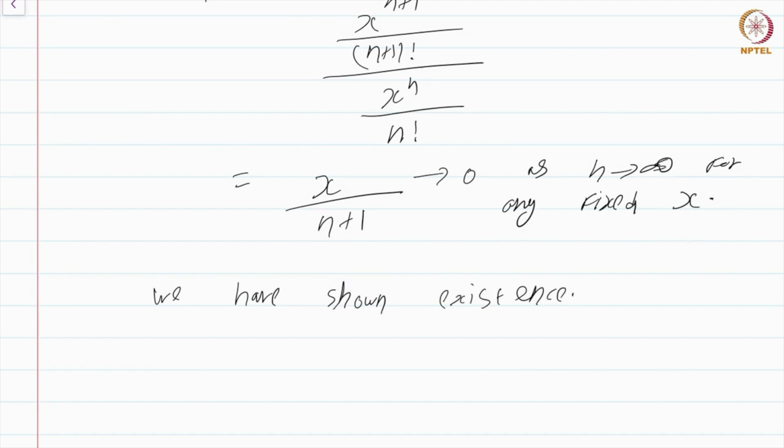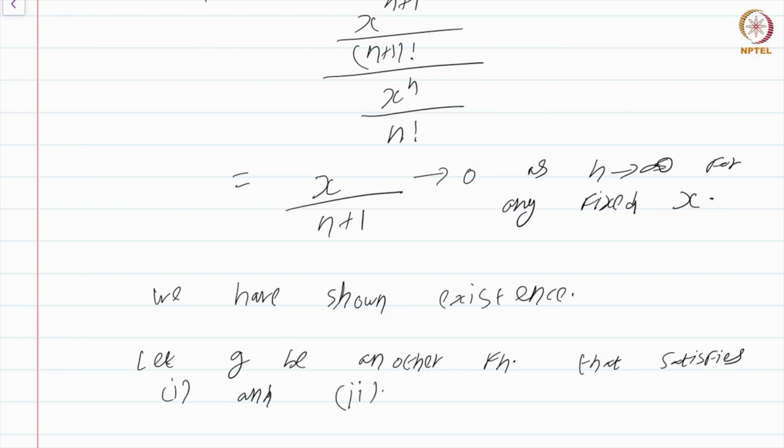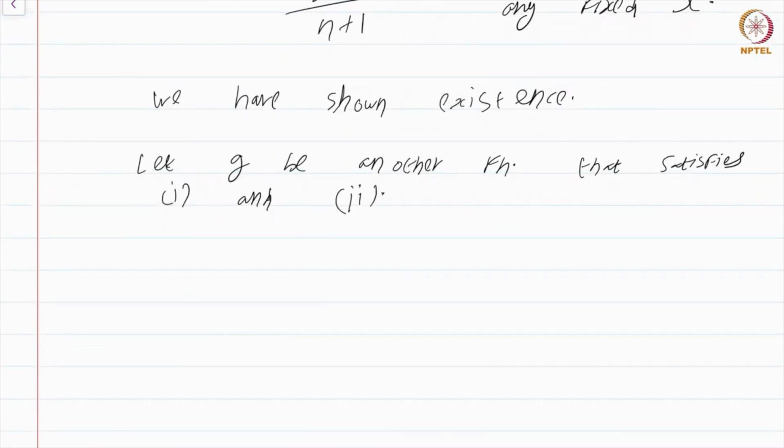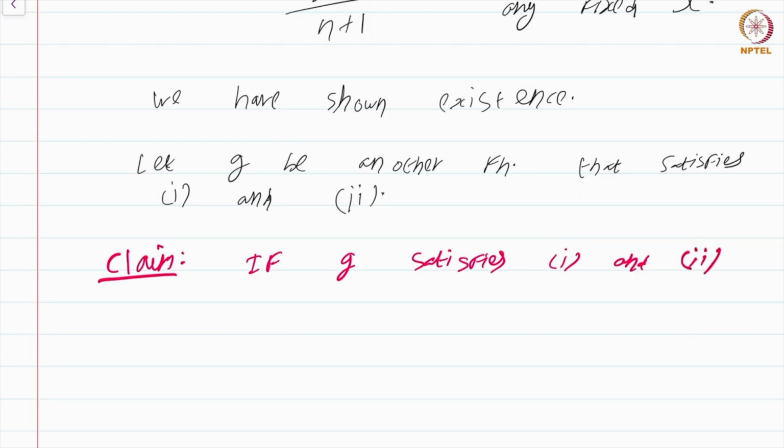What about uniqueness? What you do is let g be another function that satisfies 1 and 2. We have to show that f is equal to g. How are we going to do that? First, we will show that any function that satisfies 1 and 2 is never 0. Claim: if g satisfies 1 and 2, g of x is not equal to 0 for all x in R.